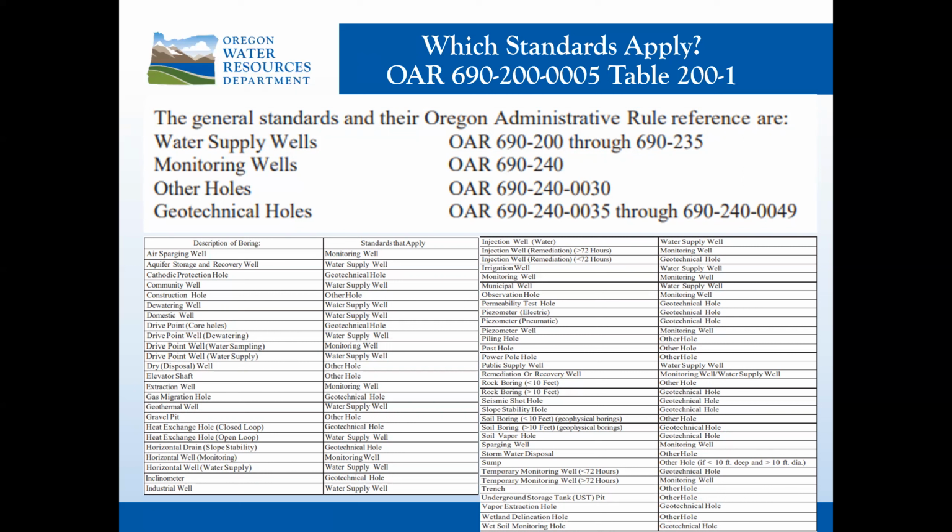Additionally, it's really good to become familiar with the various chapters within OAR 690 and what they govern. So you'll see that water supply wells are governed under OAR 690-200 through 235. Monitoring wells are 690-240, other holes 690-240-0030, and geotech holes 690-240-0035 through 49.